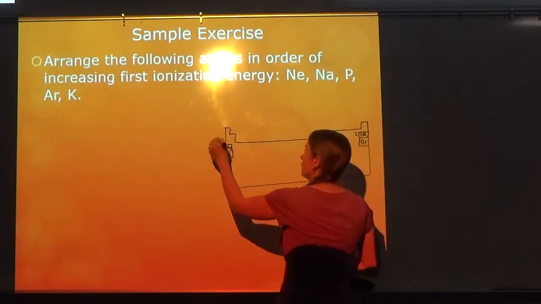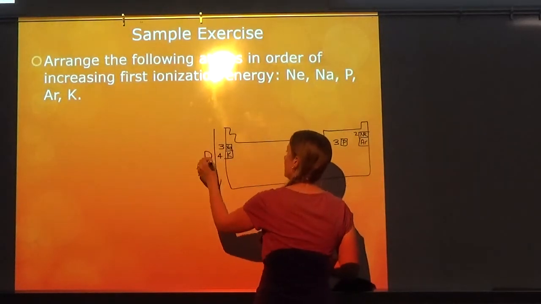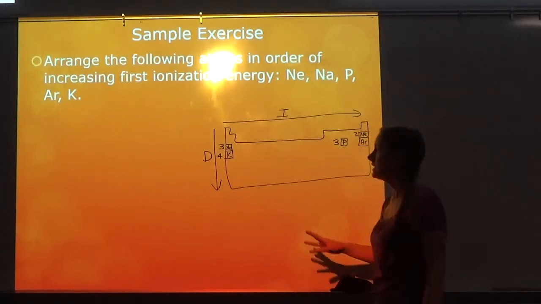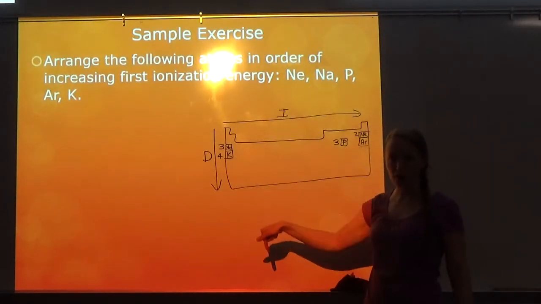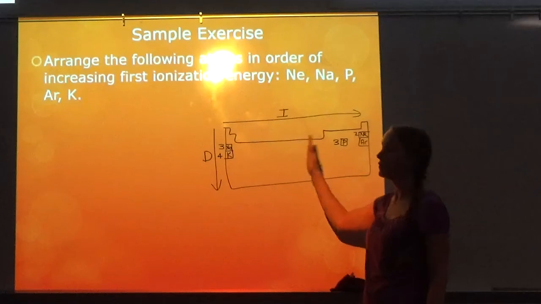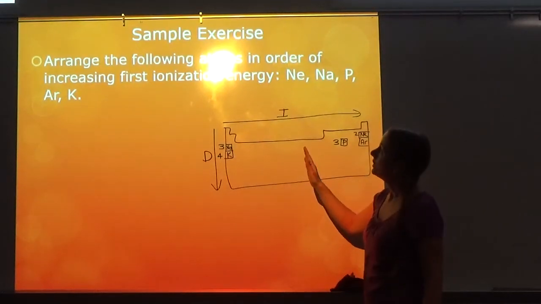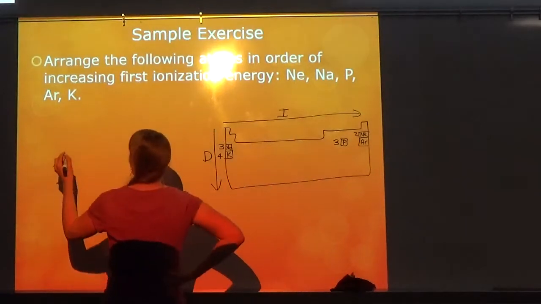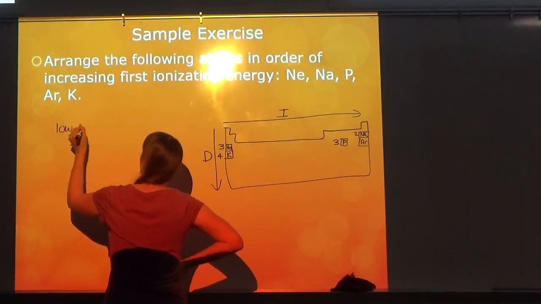So ionization energy, as you go down, it decreases. As you go across, it increases. And like I said, y'all, I always focus on the down first before I focus on what's happening across. Okay, so we want to arrange them in order of increasing first ionization energy. So we're going to go from low to high.